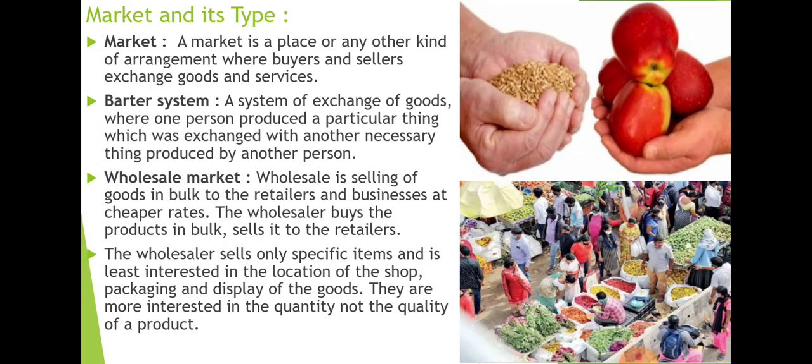Markets are of two types. The first is the wholesale market and the other is the retail market. First of all, we have to understand what a wholesale market is. A wholesale market is a market where goods are sold in bulk to retailers and businesses at a cheaper rate. So basically, what is a wholesale market?